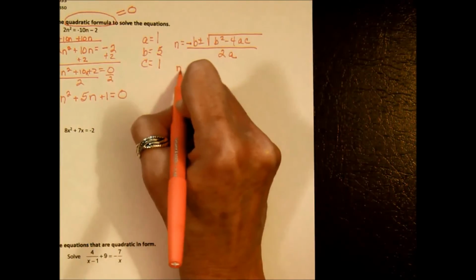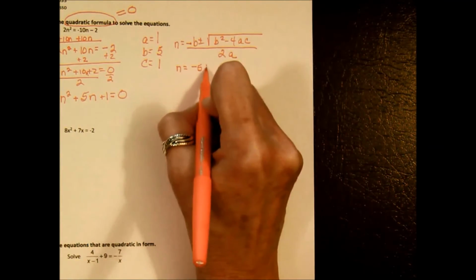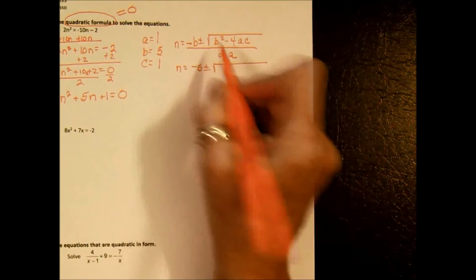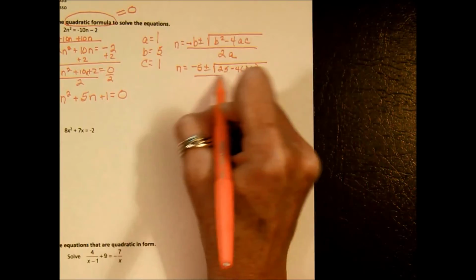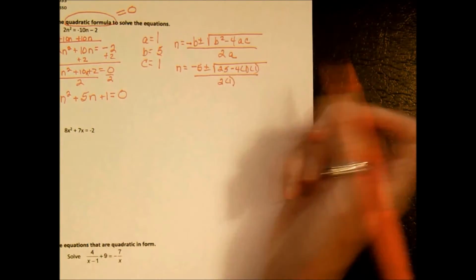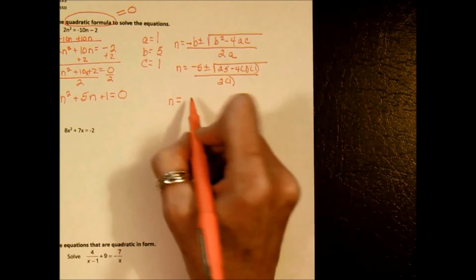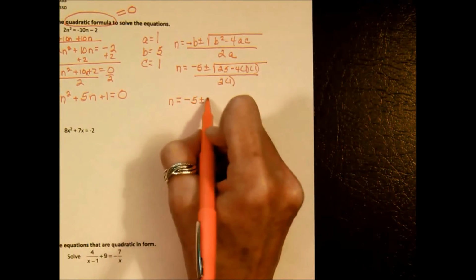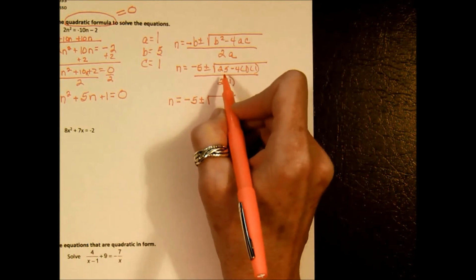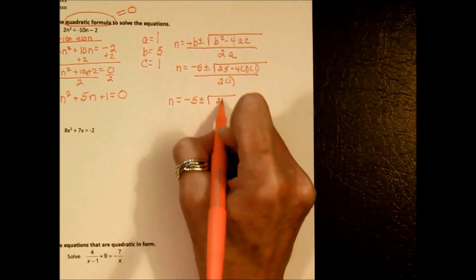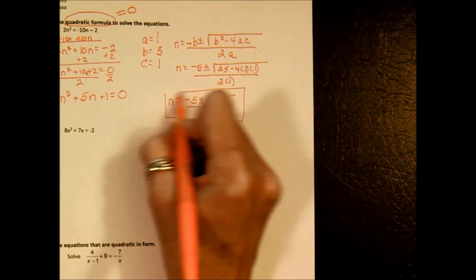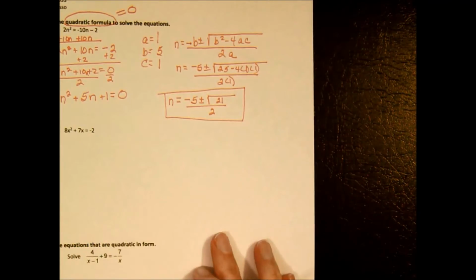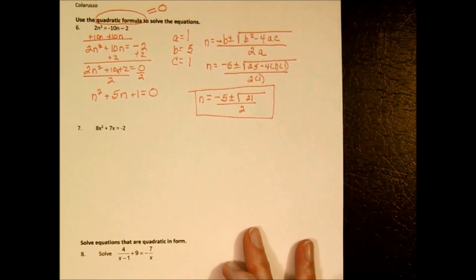So n equals negative 5 plus or minus the square root of 5 squared is 25 minus 4ac, all over 2a, or n equals negative 5 plus or minus the square root of 25 minus 4 is 21 all over 2. And there you have your answer. Nothing will cross cancel. All right, let's do the same thing with number 7.